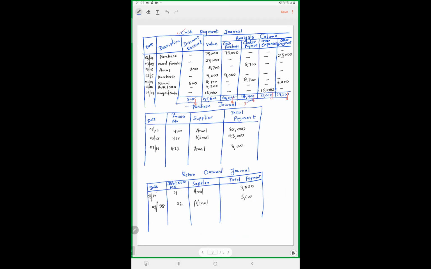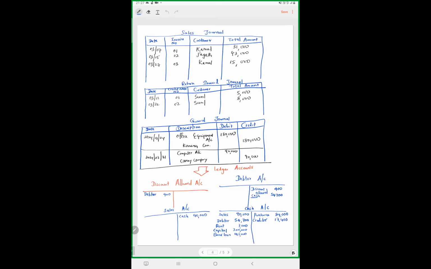Next, in the other expenses, we have wages and salaries. So therefore, first we need to credit cash account. We have to pay the cash. Wages and salaries 15,000.